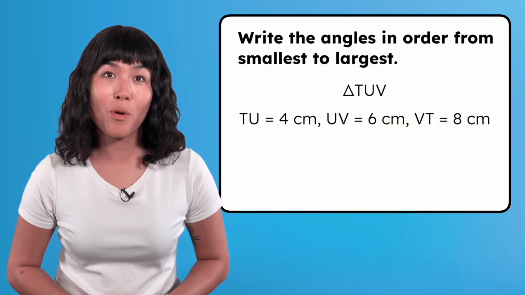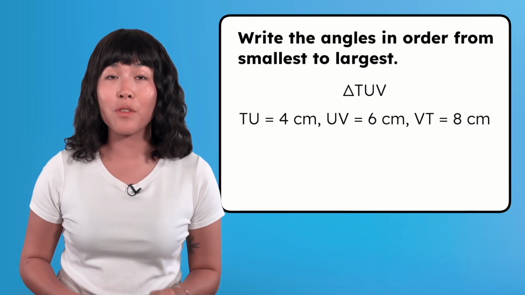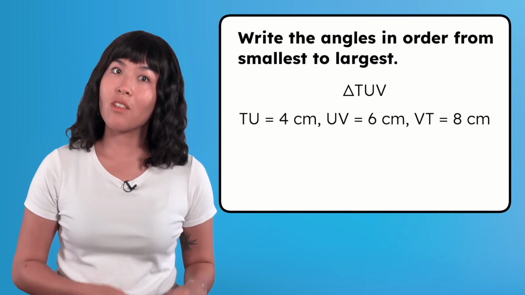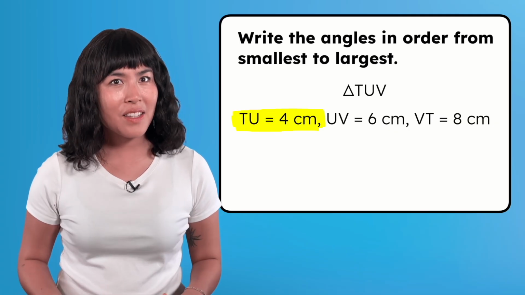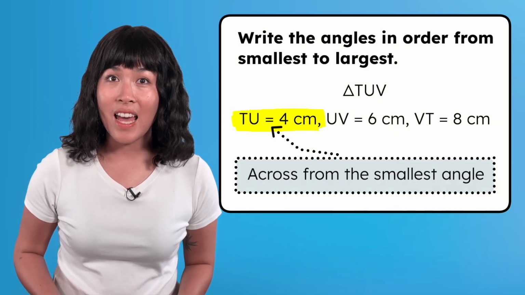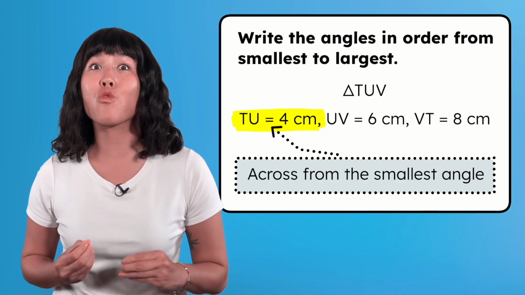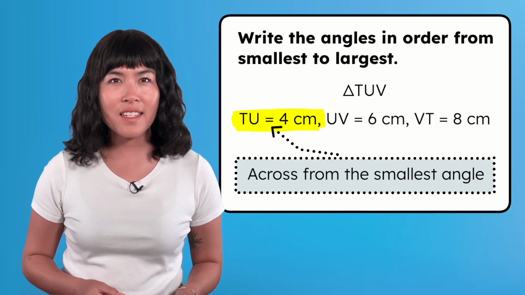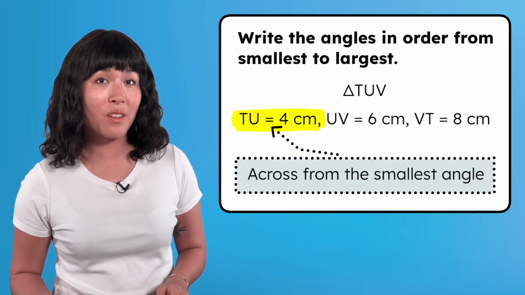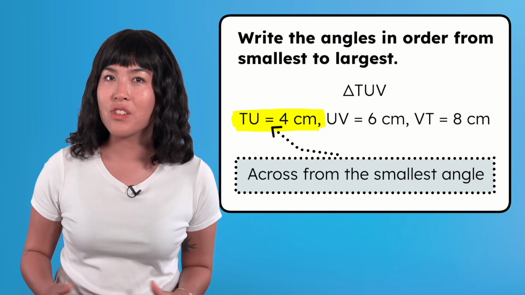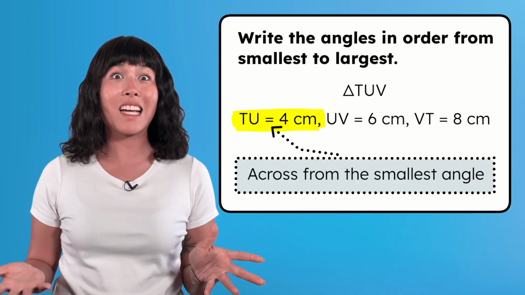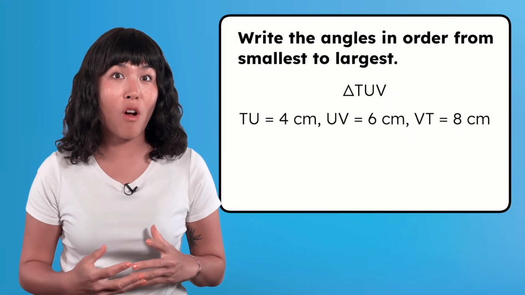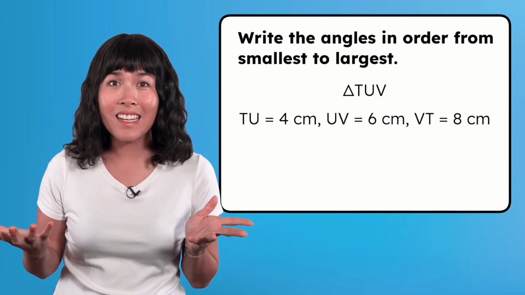In this next example, we have some information about the side lengths of triangle TUV, and we want to write the angles in order from smallest to largest. Well, I can tell that side TU is the shortest side, and I know that the smallest angle is across from the shortest side, but which angle is that? In the last example, I could look at the triangle to determine the angle and side relationships, but there isn't a triangle to look at here. I wonder if we could use this information to make our own sketch of this triangle? Let's try it out.